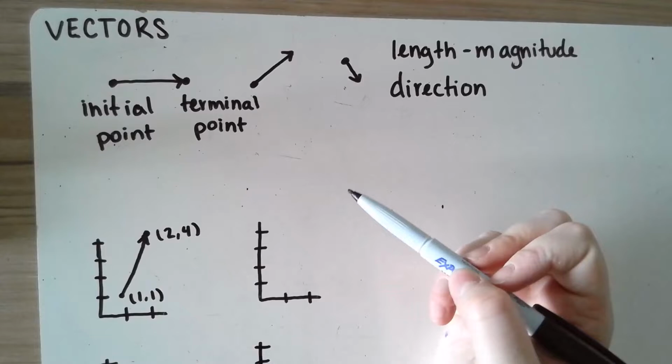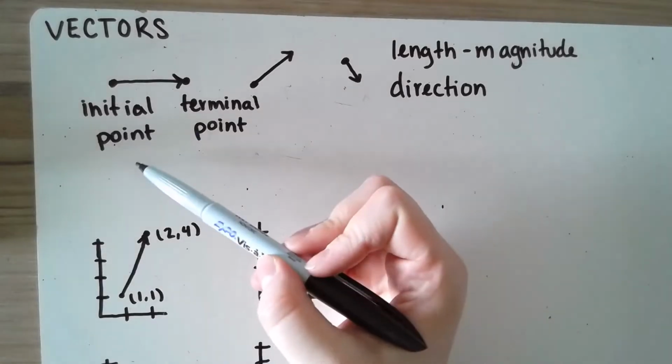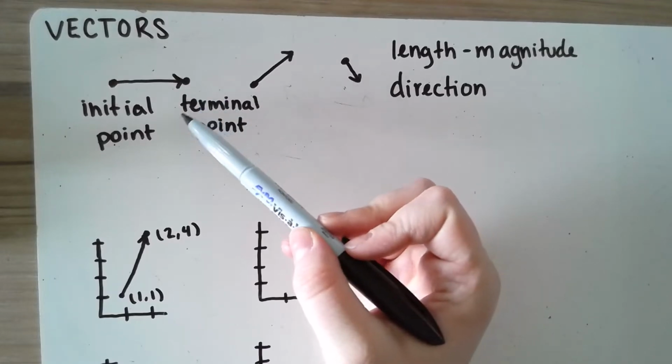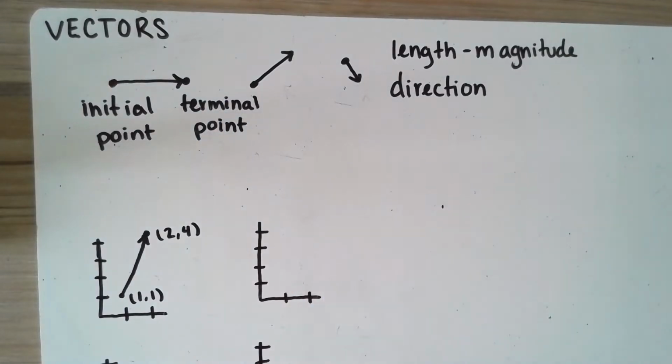So here's some examples of vectors, and all vectors have this initial point where it starts and a terminal point where it ends. And they also have an arrow that tells you the direction the vector is going, and the arrow goes in the direction of the terminal point.